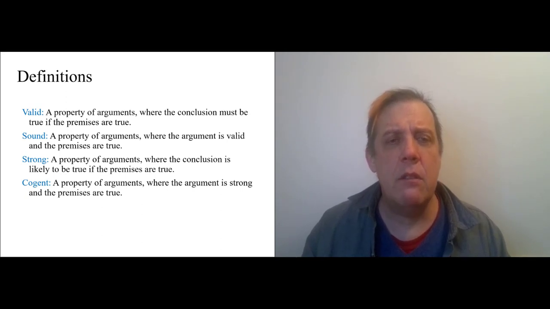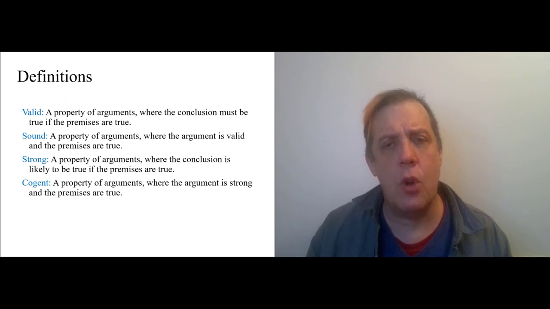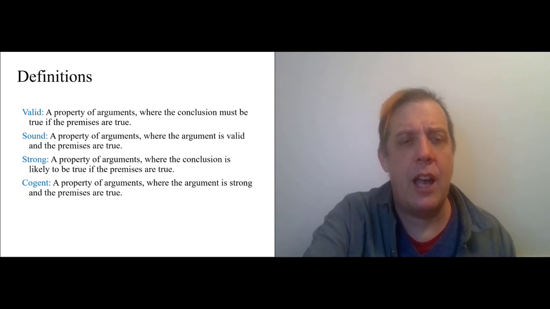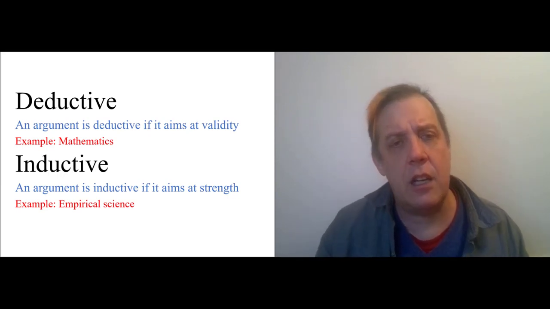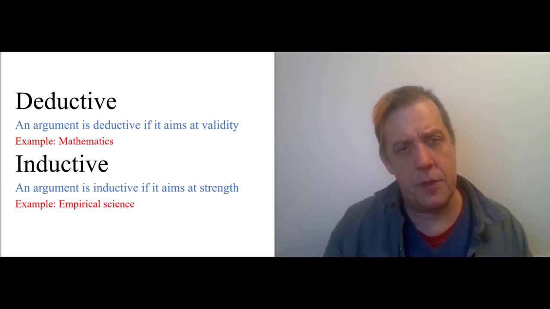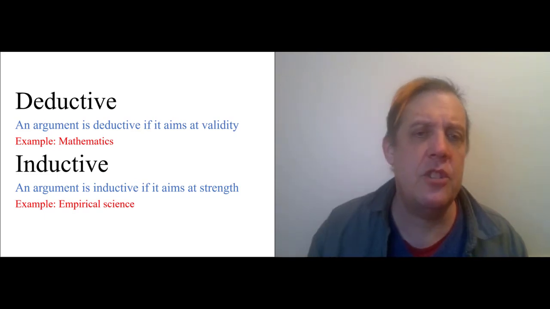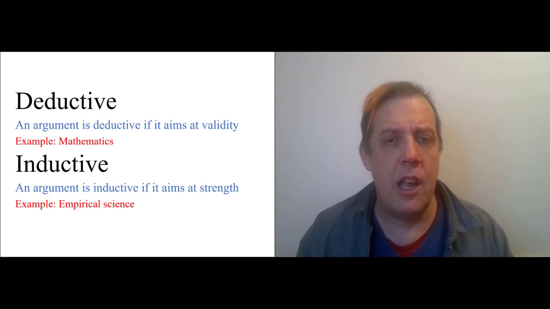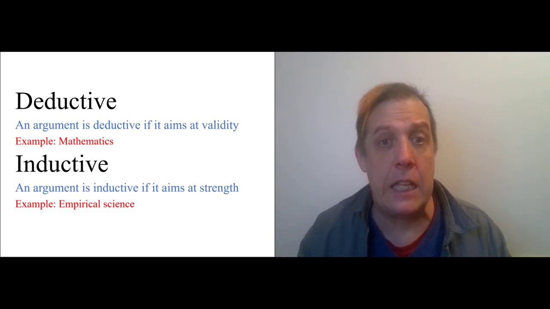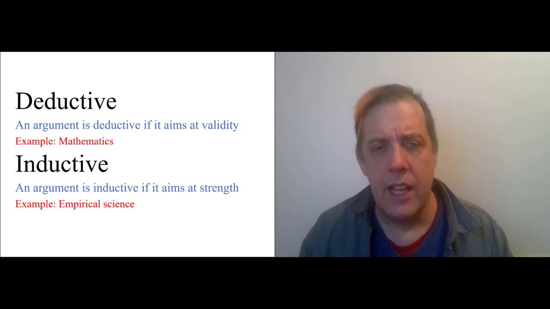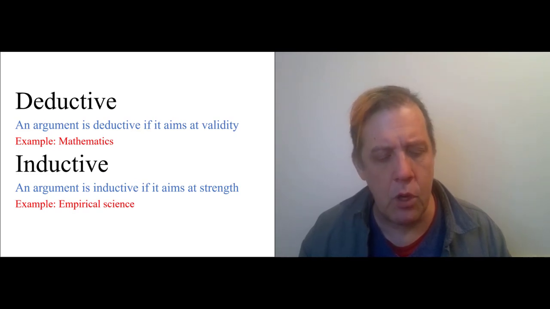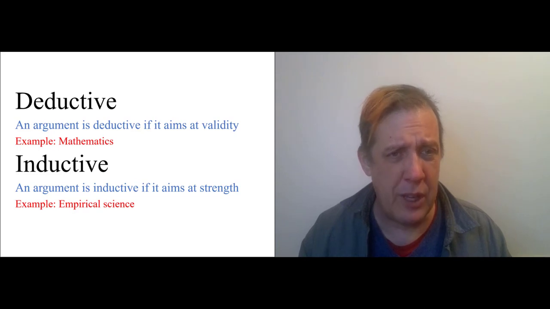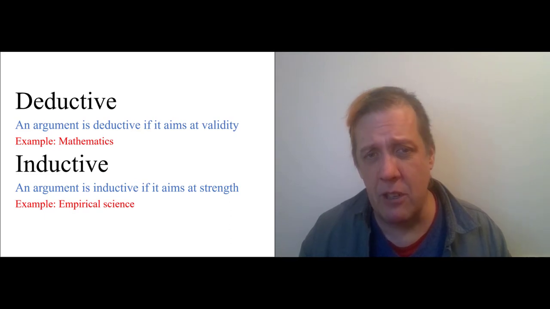The difference between the world of valid arguments and the world of strong arguments also gets a name. We talk about the difference between deductive arguments and inductive arguments. Mathematics is generally pursued as a deductive science, and that's because the proofs of mathematics are supposed to be valid. Anything about the physical world, the empirical world around us, the world that we can sense, is going to be inductive. Arguments about that merely aim at strength.